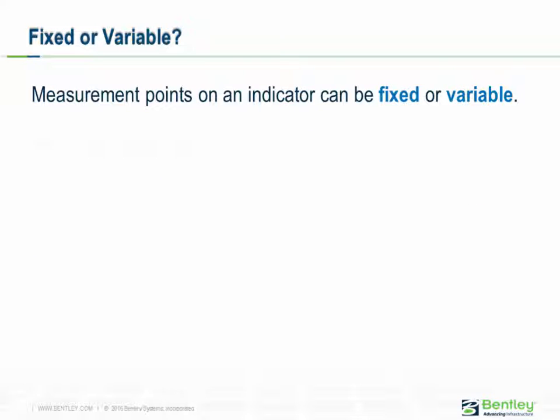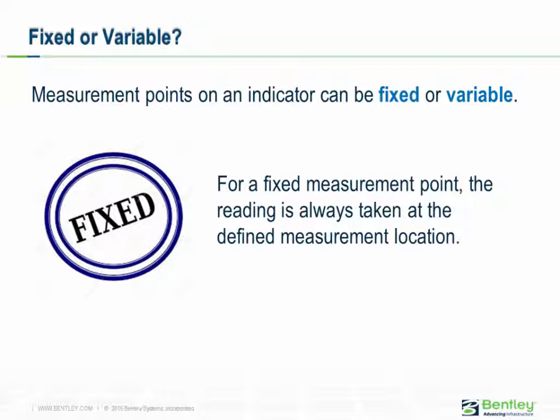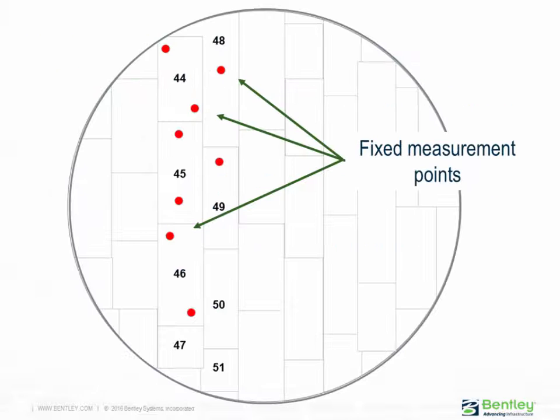Measurement points on an indicator can be fixed or variable. For a fixed measurement point, the reading is always taken at the defined measurement location. For example, the roof of an above-ground storage tank is made of plates laid in a grid. Inspections are made of each plate at predetermined points. The overall condition of each plate is determined, and since the inspections are made at the same location, time after time, the deterioration or degradation of the roof itself can be tracked.